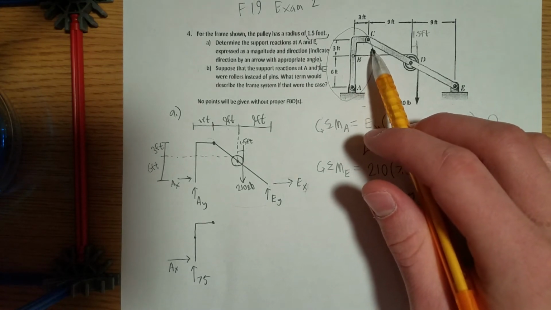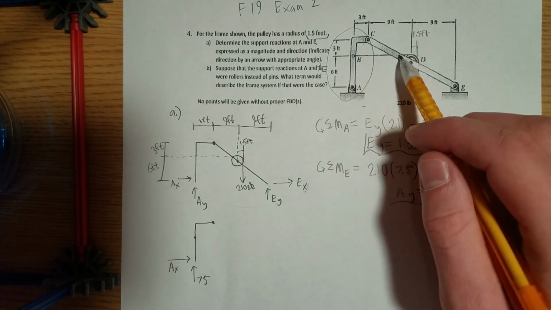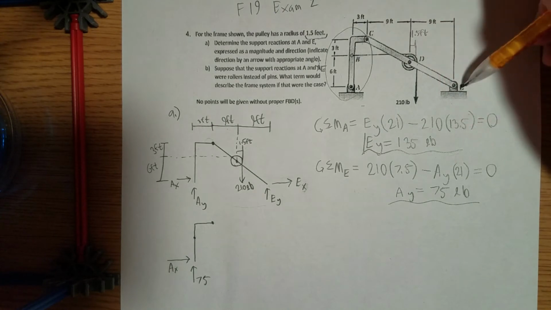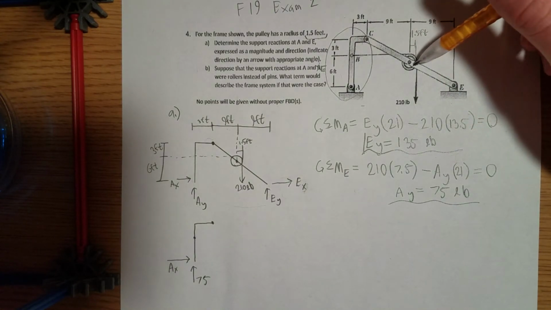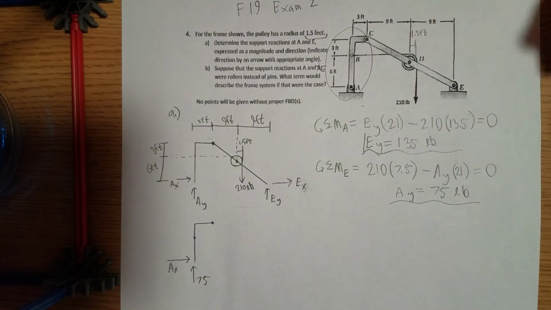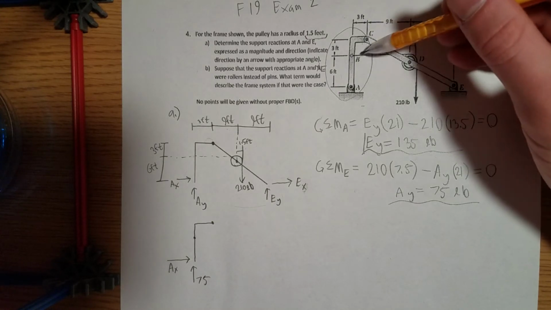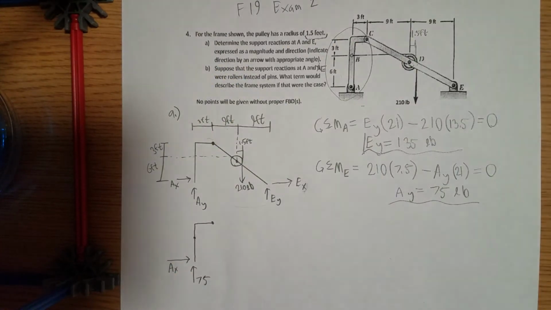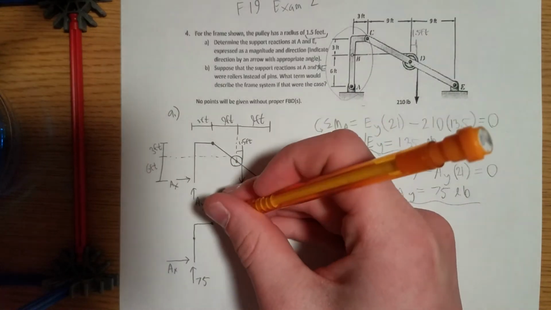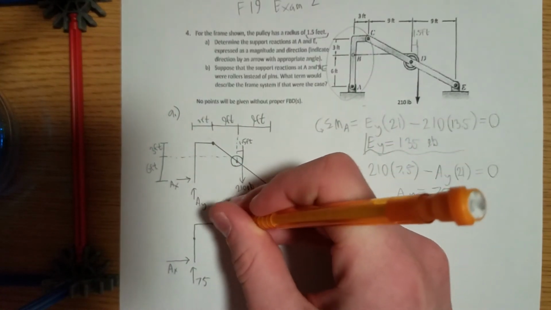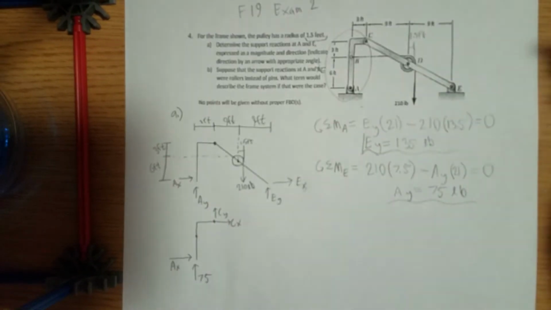And neither of these are two force members. This one, CDE, almost looks like one, except the pulley really throws that off. And ABC is not one either because you can have that force there. So neither of these are two force members, so we still have to solve for CY and CX, or at least take those into account.